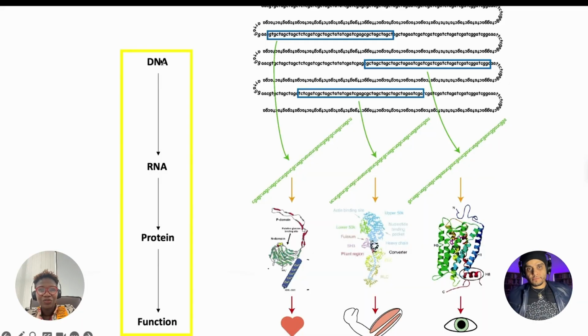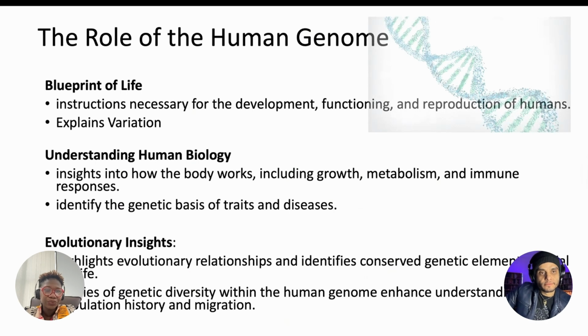So, central dogma: you have DNA, you have the copy RNA, it makes the protein, and it's involved in so many functions, depending on the type of protein, in the heart, in the muscle, the eye, etc. Now, what's the role? It's basically a blueprint. It's providing instructions for how we develop, how we function, reproduce, anything. It also explains variation. No two people are the same.